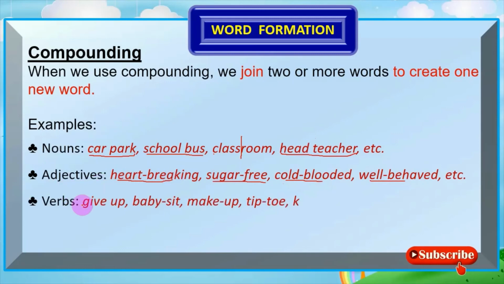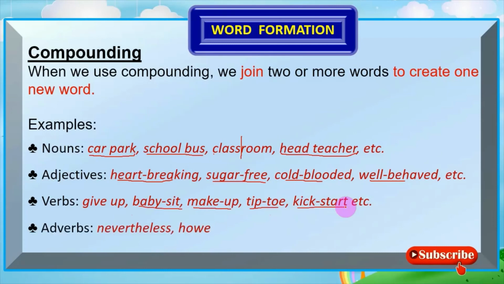Then for verbs, we have give up. Give up means one thing. Babysit means to do one thing. Make up, to do one thing. We have two words, tiptoe and kickstart and so on. We have two words, but they're actually referring to one thing or one action here.